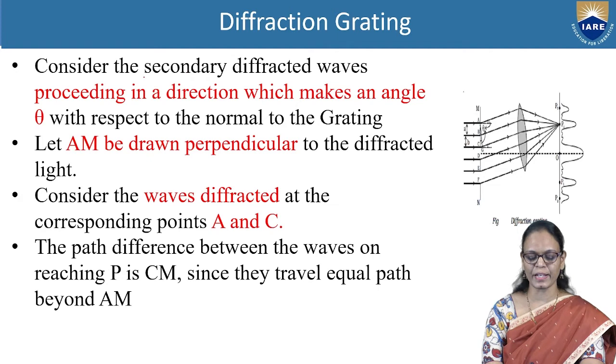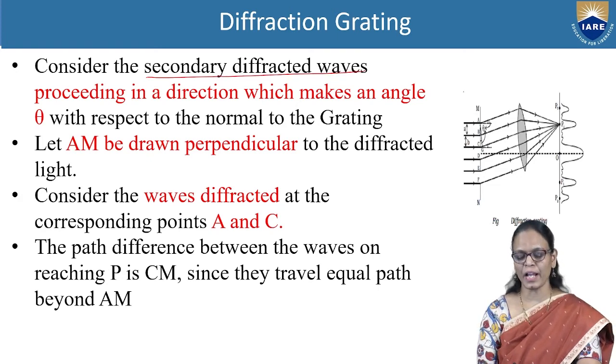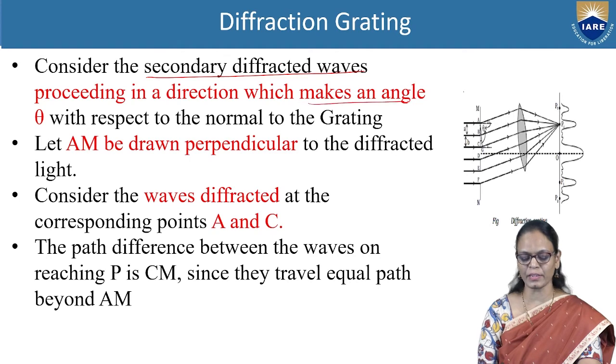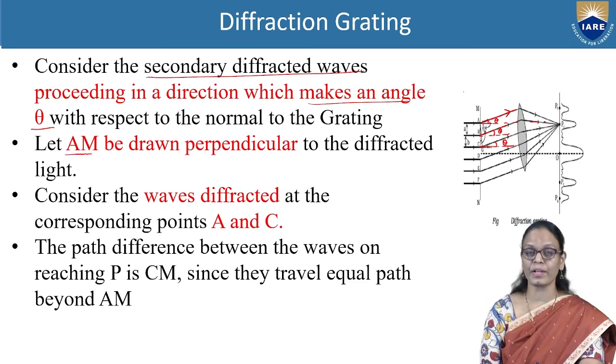Now we consider the secondary diffracted rays. Secondary diffracted rays are those that make an angle theta with respect to the normal. So if this is the ray that is traveling normal, this ray that is diffracted at an angle theta, we call it a secondary ray. So all the secondary rays, this is the angle it makes. All these secondary rays will give rise to the diffraction pattern.